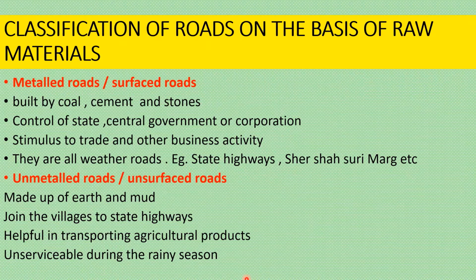Next we will move to the unmetal roads or unsurfaced roads. They are made up of earth and mud. They join villages to the state highways, and these roads are under the control of district boards and gram panchayats, and these roads are helpful in transporting agricultural products to the markets and necessities from market to the doorstep.